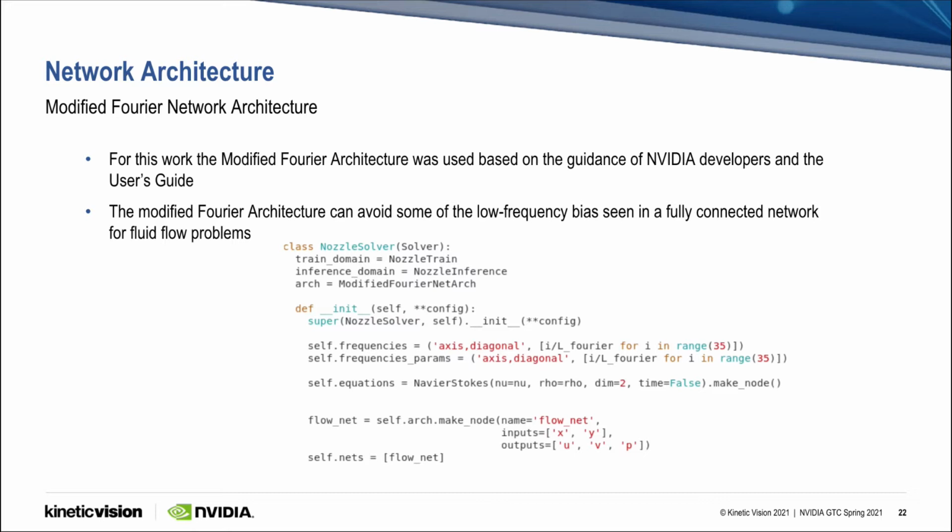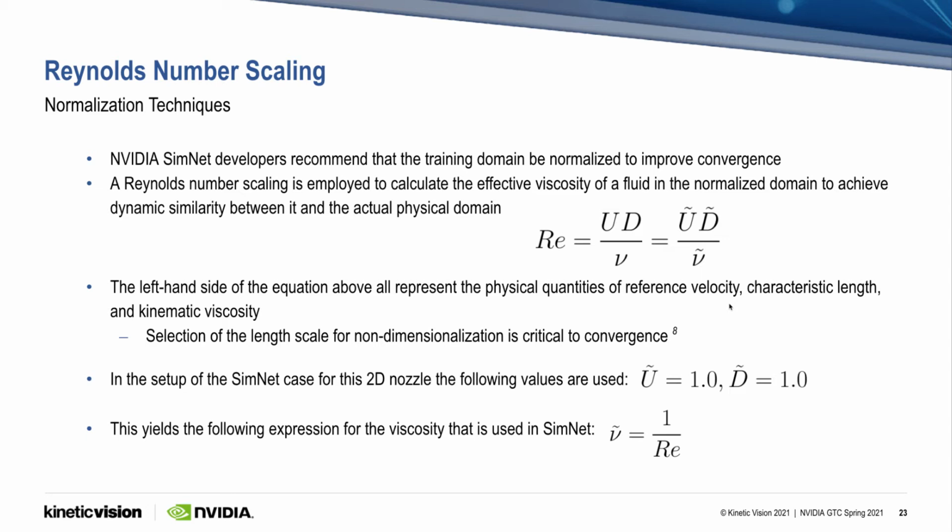One of the important things that you need to think about when you're first setting up a SimNet case is how to non-dimensionalize the domain so that you don't wind up with any disparities in weight values. You want most of the weights to actually be between 0 and 1. One way to achieve this is by using a Reynolds number scaling to a fairly normalized domain. There are some publications that discuss this, and one of them, reference 8 in the back, provides a good overview of which length scale to choose as the non-dimensionalization factor in your problem of interest.